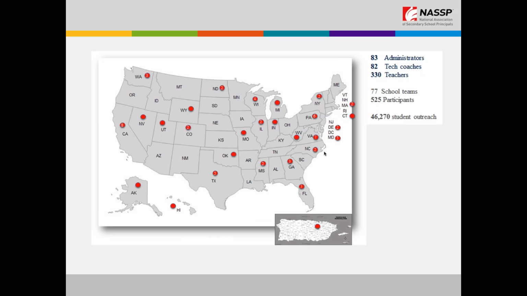You can see if we have a white number in there, that means that we've actually had more than one school. So Pennsylvania has had 6 schools. Texas has had 5 participate already. California is up to 8. And we have school teams from approximately 35 states and Puerto Rico. So we're really excited about that, and we want to get more.